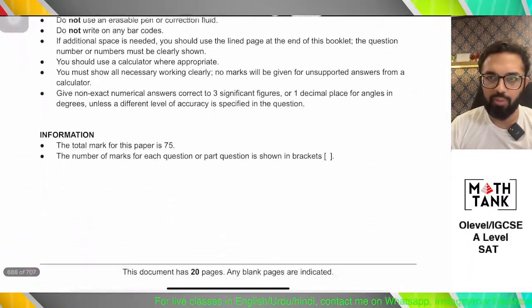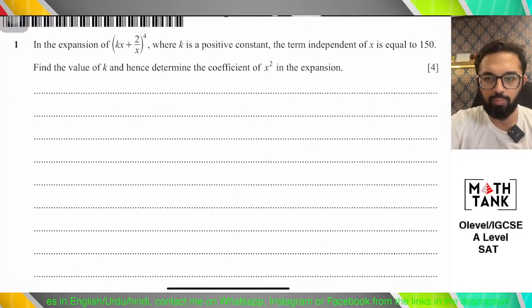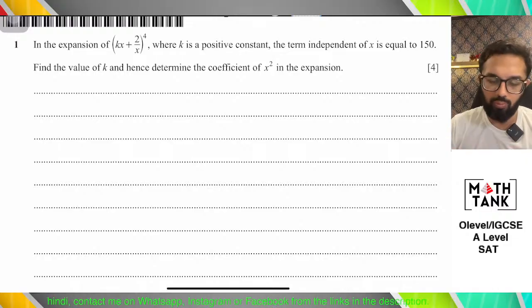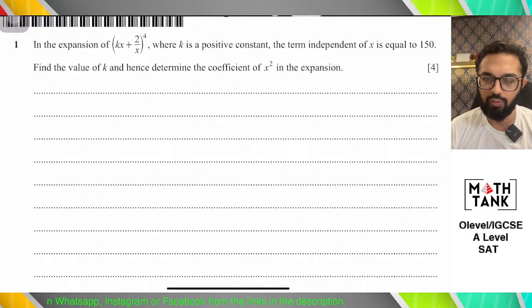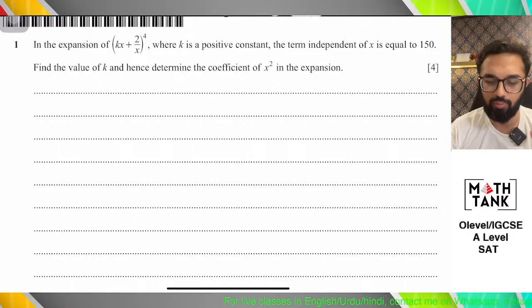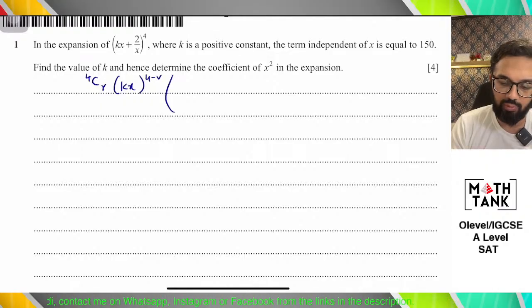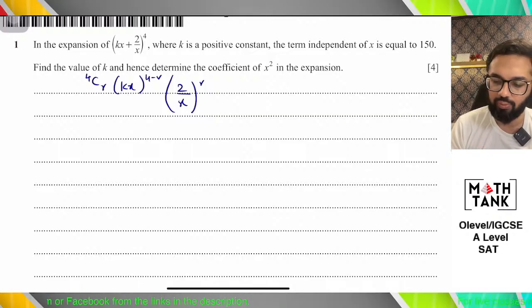Okay, beginning with the first question. This is in the expansion of (kx + 2/x) to the power 4, where k is a positive constant. The term independent of x is equal to 150. So I am looking for a particular term, and I'm going to say nCr (kx)^(4-r) (2/x)^r. Find the value of k and determine the coefficient of x squared.